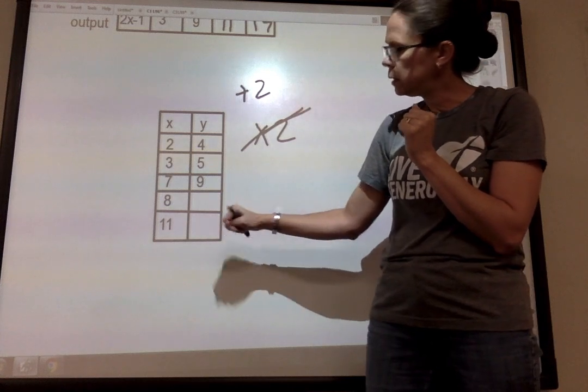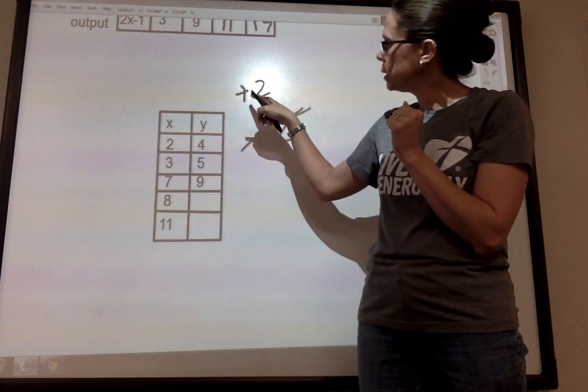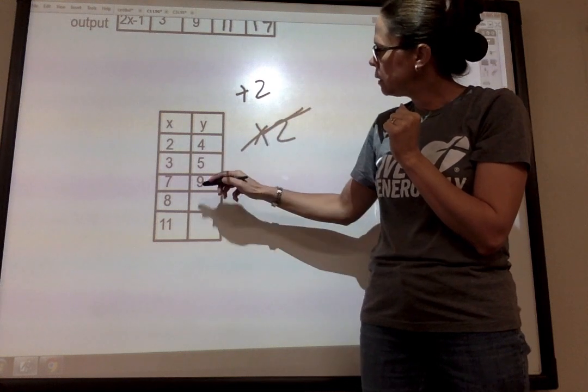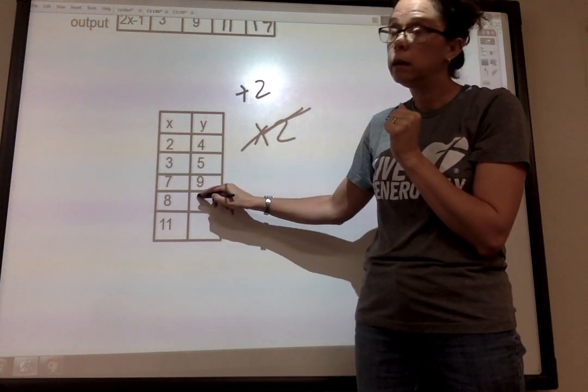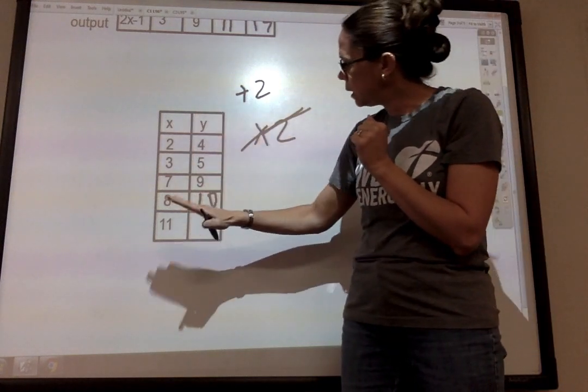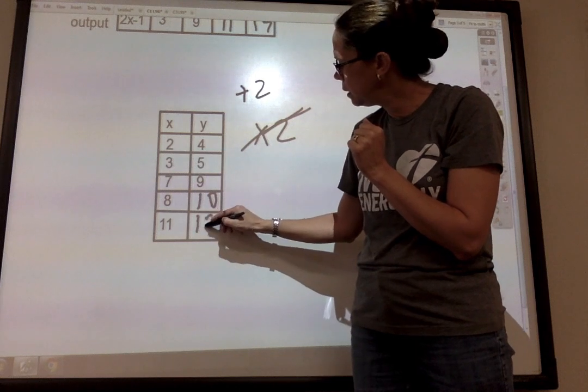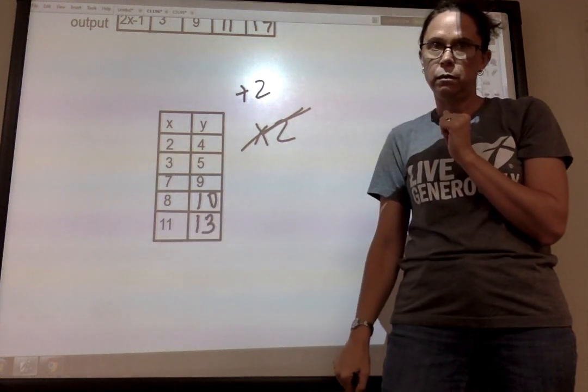So what about our missing numbers here? If x is 8, and I'm going to add 2 to get y, then y would be 10. If x is 11 and I'm adding 2 to get my output, then y would be 13.